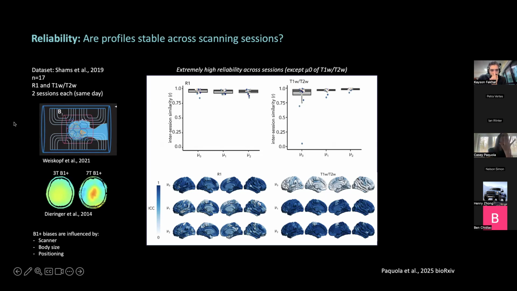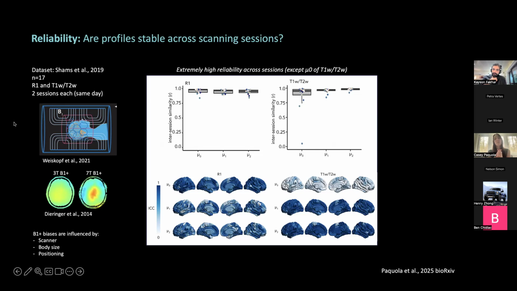This means that the intensities that we're sampling are biased based on where they sit in your field of view, essentially. And these transmit field biases are influenced by the specific scanner that you're using, body size, and also positioning. Positioning is an interesting one, because there's one subject there whose intersession similarity is really low, down near 0. My suspicion is that this person just got back into the scanner in a very different way, with their head a bit tilted.